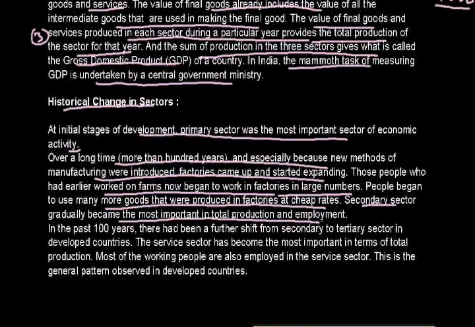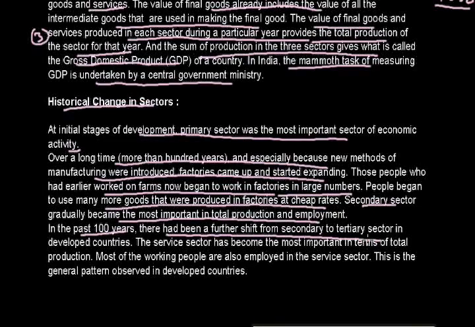So in the medieval time, or we can say during the 18th and 19th century, the secondary sector became the most important sector. In the past 100 years, that is in the 20th and 21st century, there has been a further shift from secondary to tertiary sector. With the help of machines, you are producing lots of things, whether it is in the primary sector or in the secondary sector.